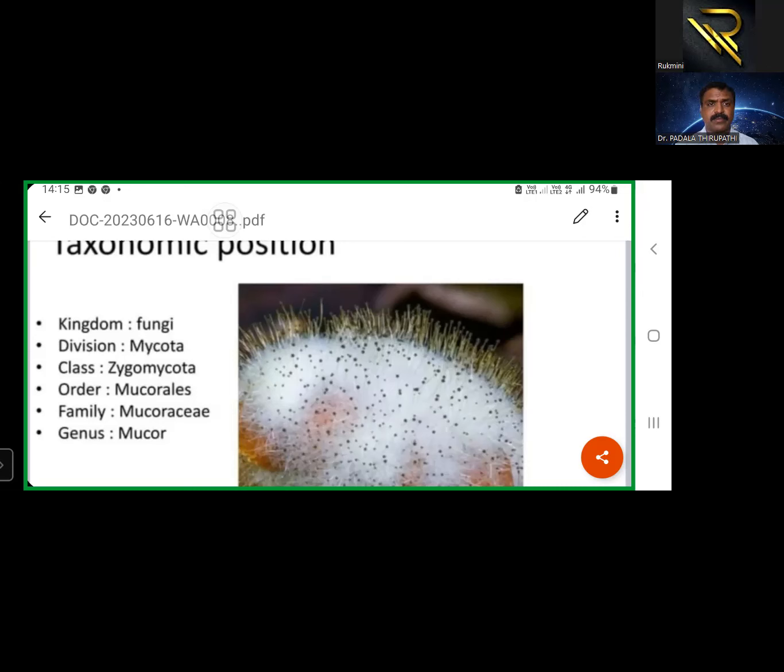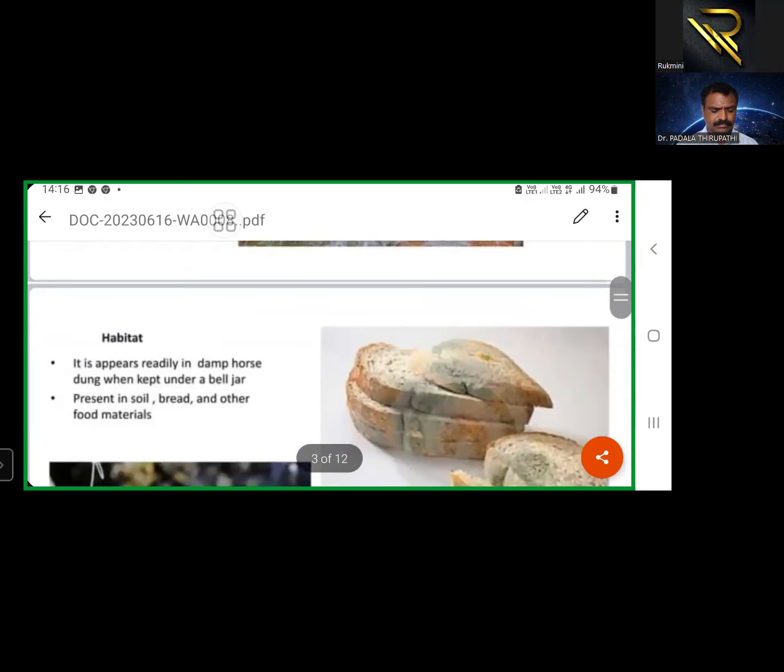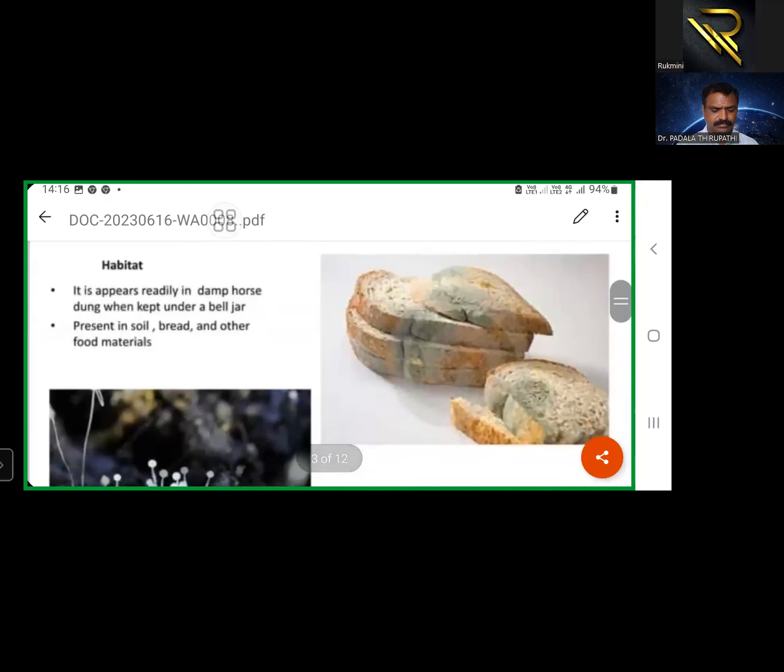This Mucor genus is commonly called pin mold, or also black mold. Most of the species are saprophytic in nature. What kind of nature will these show? These will show saprophytic nature. That means these are growing on dead and decaying organic matter.